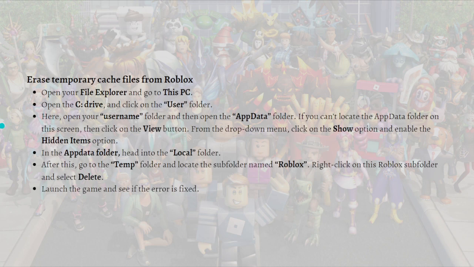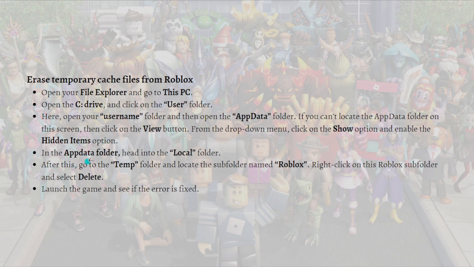And if it did, what you can do next is to erase temporary cache files from Roblox. To do that, first open your File Explorer and then go to This PC. Then open your C drive and click onto the Users folder. In there, open your username folder and then open the AppData folder. If you can't locate the AppData folder on this screen, just click onto the View button, from the drop down menu click onto the Show option and enable the Hidden items option.